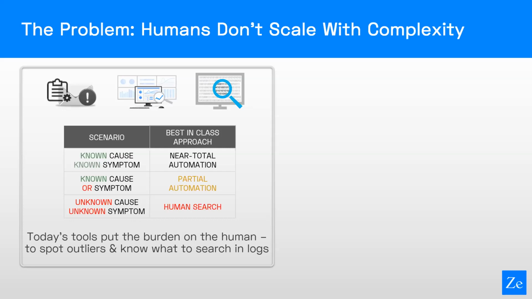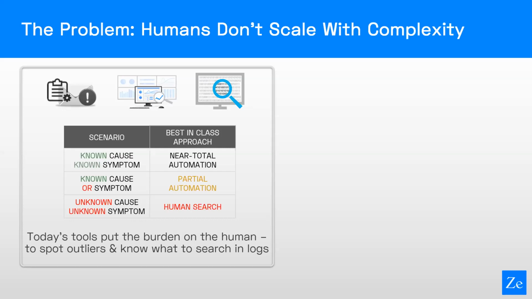So in the case where you know the root cause and the symptom, you can set a trigger that says when this happens, then go do this. Maybe you automate a runbook process when that happens. The best-in-class approach is nearly total automation when you have known knowns.